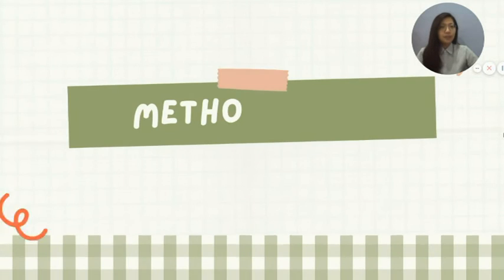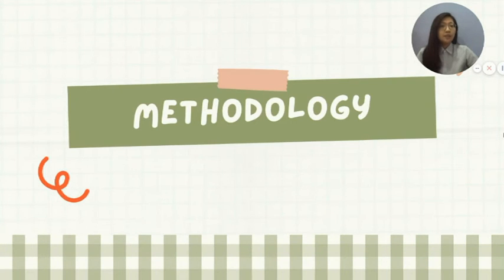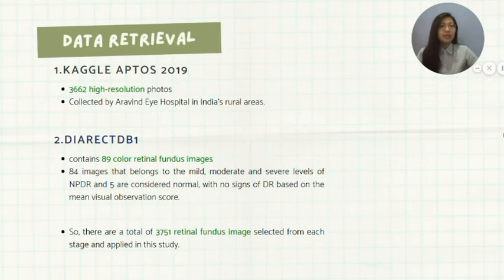Let's move on to the methodology part. Each of the methods implemented throughout this study will be discussed in this chapter. But before I start to explain the flowchart of the preprocessing, segmentation, and classification, I would like to explain the data retrieval. As I mentioned before, there are two datasets collected. The first dataset covers 2019, which contains 3,662 high-resolution photos collected by Aravind Eye Hospital in rural areas of India.